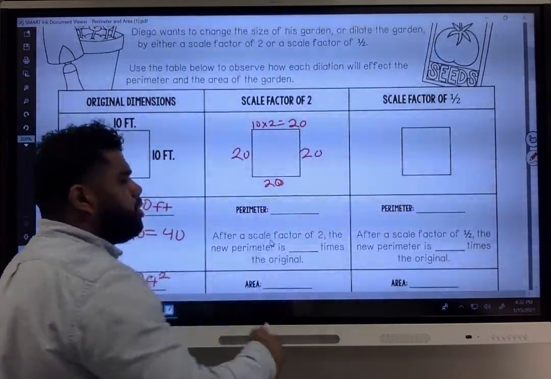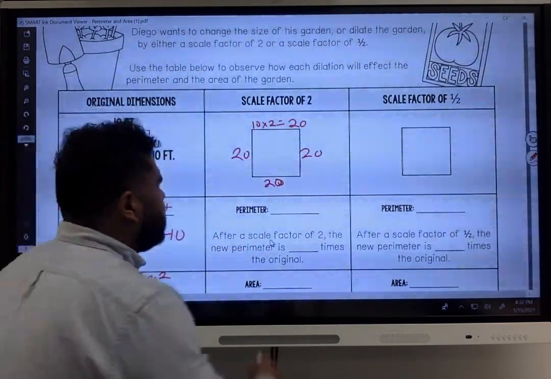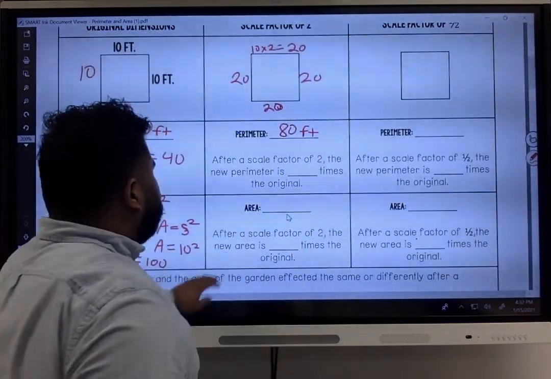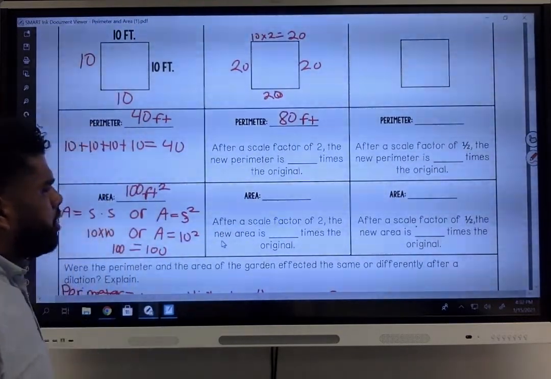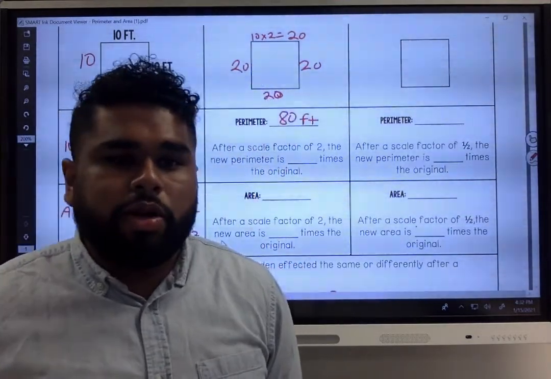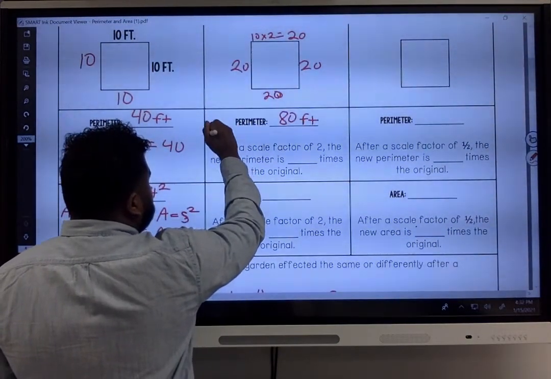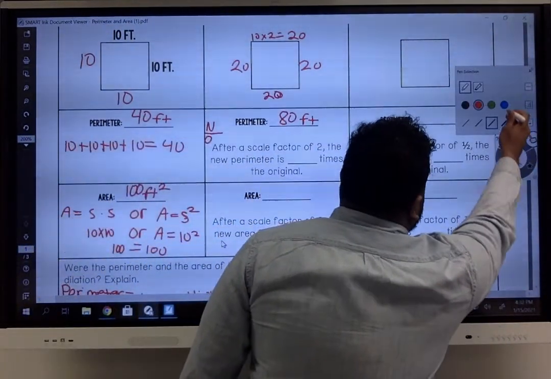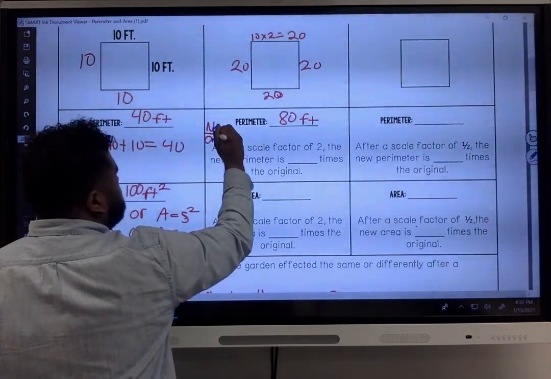So again, perimeter is when you add up all the side lengths. So 20 plus 20 is 40, 60, and 80. Okay, so 80 feet. After a scale factor of 2, the new perimeter is how many times the original? Well, how do I find that out? I can use what we talked about in the last video, which is NO, new divided by original.